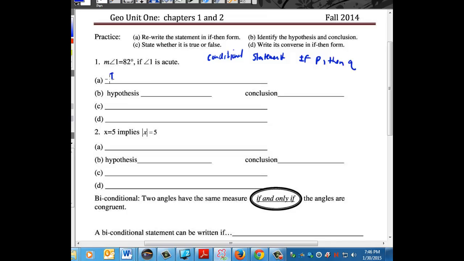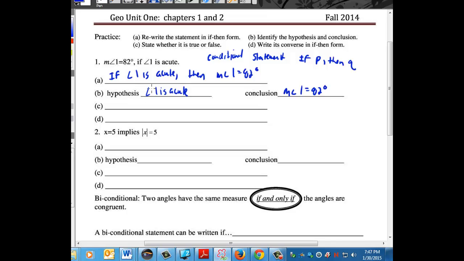So I'm going to say if angle 1 is acute, then measure of angle 1 equals 82 degrees. Again, our hypothesis will follow the word if. So what follows the word if is angle 1 is acute. And remember that our conclusion will follow the word then. So we have measure of angle 1 equals 82 degrees.